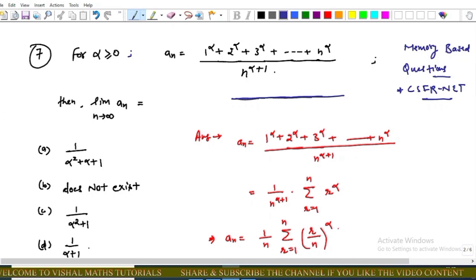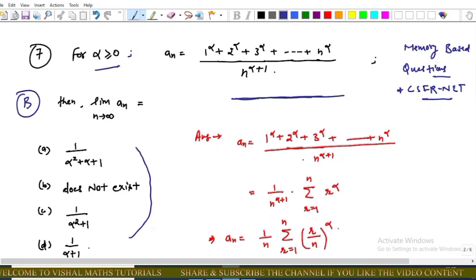Come to question 7. Actually this is a part B question. The question is, for alpha greater than or equal to 0, a_n is defined as (1 power alpha plus 2 power alpha up to n power alpha) upon n power alpha plus 1. And in this question we have to find out the limit of a_n as n tends to infinity. Actually these are memory based options. For this question a_n is equal to this.